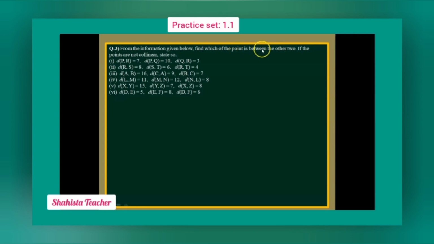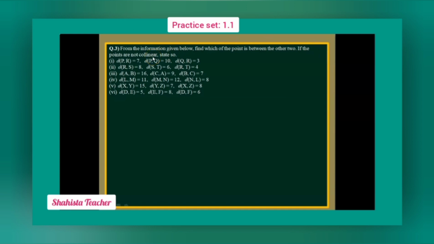Now here, first of all, understand the meaning of betweenness. In the previous class, in the introduction of basic concepts, I taught you the meaning of betweenness. If points A, B and C are such that B is between A and C, the length of AB plus the length of BC will be equal to the length of AC. That means AB plus BC is equal to AC. Here, if A, B and C are 3 points such that AB plus BC is equal to AC, then B is between A and C. Is that clear?